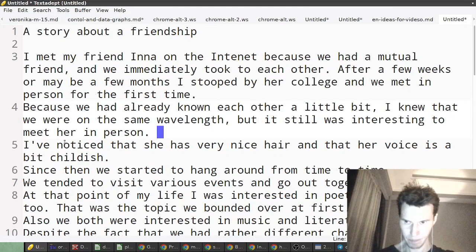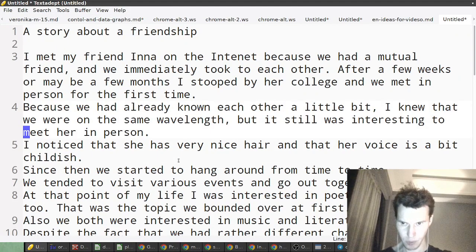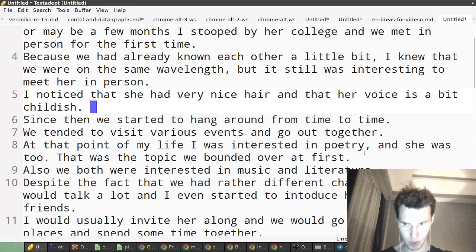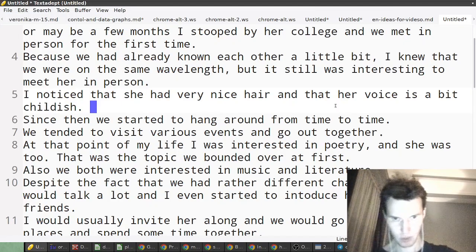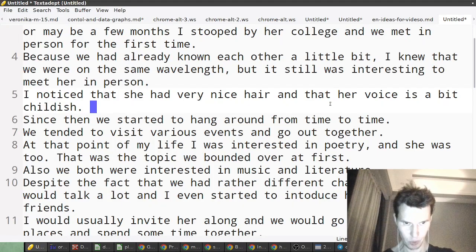I noticed that maybe I need to use past tense everywhere. I noticed that she had very nice hair and that her voice is a bit childish. Since then we started to hang around from time to time, tended to visit various events and go out together. At that point of my life I was interested in poetry and she was too. That was the topic we bonded over at first. Also we both were interested in music and literature.